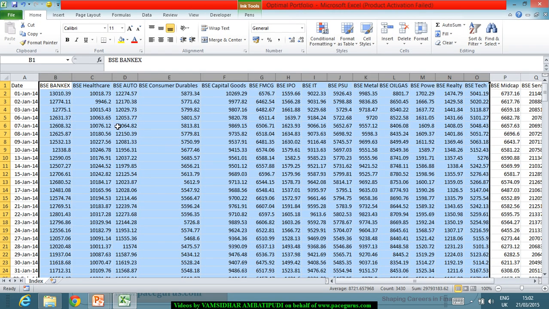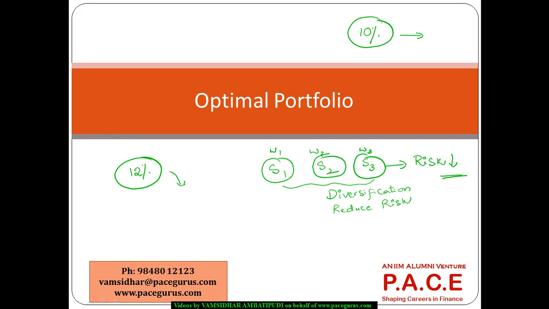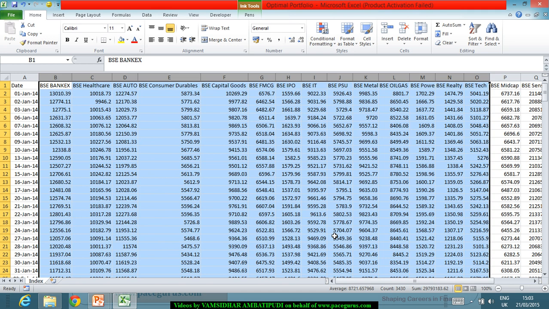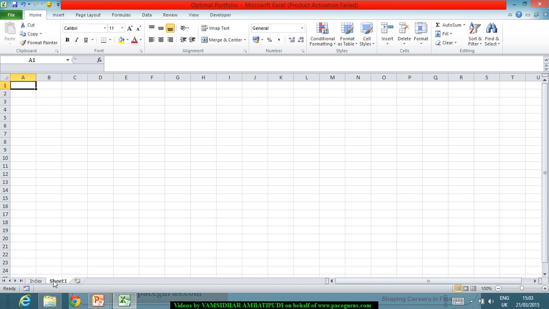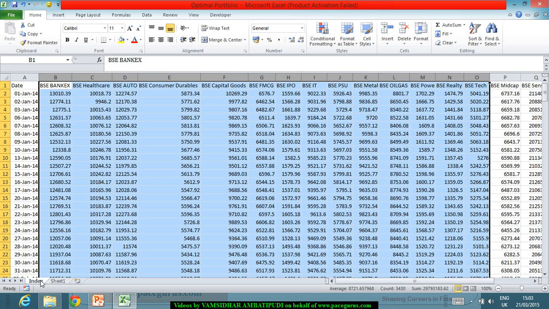For convenience, I'll take the historical returns that I'm getting. I'll make an assumption that those returns are going to repeat in the future. So I'll take them as the expected returns for the future as well. Whatever are the historical returns, I'll take them as the expected returns for the future. So now let's see in which sector I should invest how much to get what.